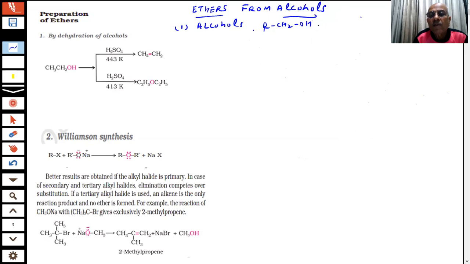If I have an alcohol, what happens to it? The important reaction of alcohol is dehydration, the dehydration of the alcohol. It takes place in the presence of a protic acid. Now, what is the protic acid? Like H2SO4, it has H plus, the use of sulfuric acid.